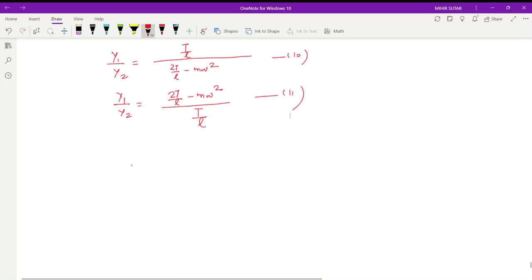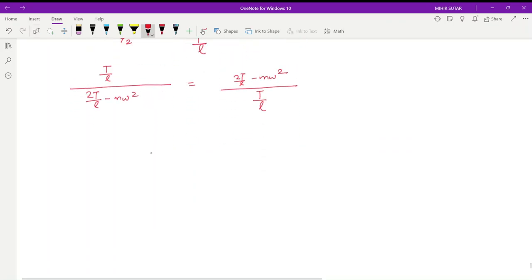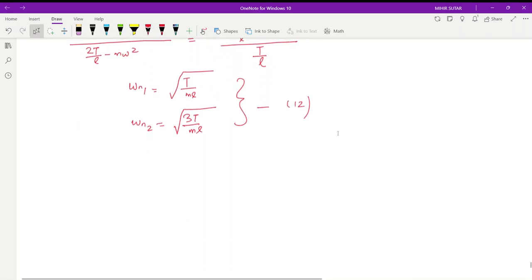Okay, now if you equate both these equations, we'll have T by L divided by 2T by L minus m omega square, that is equal to 2T by L minus m omega square divided by T by L. So that will give you two natural frequencies: omega n1 as root over T by mL, and omega n2 will give you root over 3T by mL. Let's say this is equation 12.